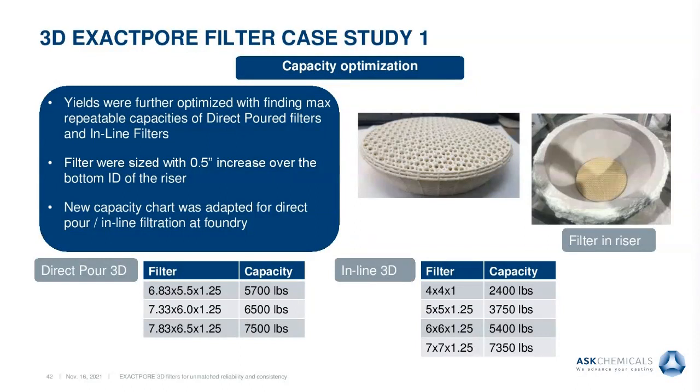The capacities used in the below charts are around 150 pounds per square inch. This is a remarkable increase when you compare it to foam filters. Foam filters typically have a recommendation of around 27 pounds per square inch for these types of alloys. This is over a 500% increase over ASK's recommendations.